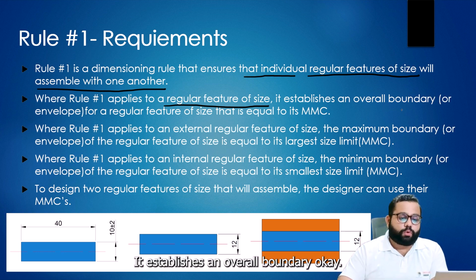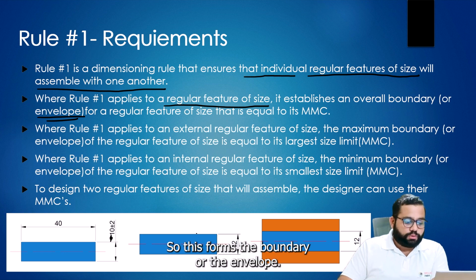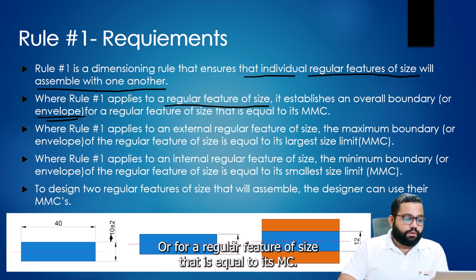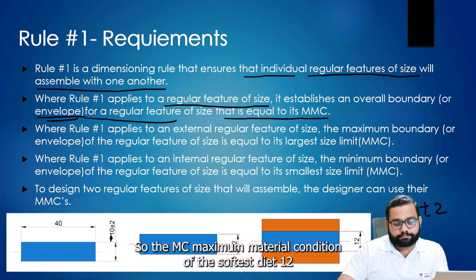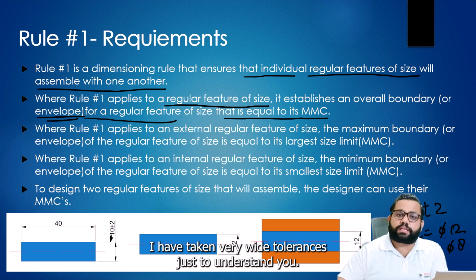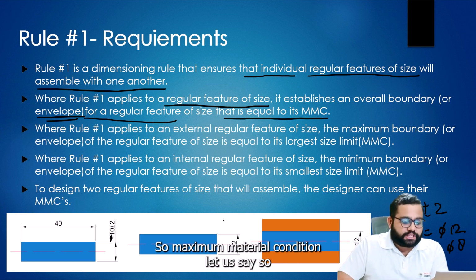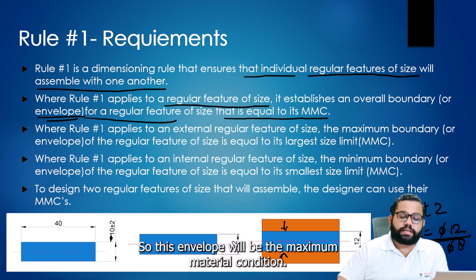It establishes an overall boundary, or the envelope. Whenever a regular feature of size is manufactured, this forms the boundary, or the envelope, that is equal to its MMC. In this case, 10 plus minus 2, the MMC, maximum material condition, of the shaft is dia 12 and the least material condition is dia 8. I have taken very wide tolerances just to make it clear. So this envelope will be at the maximum material condition.